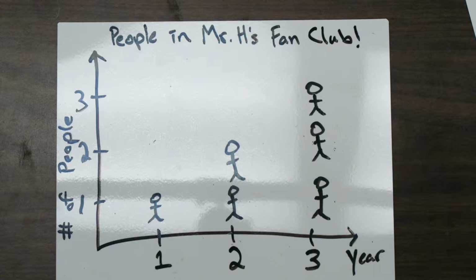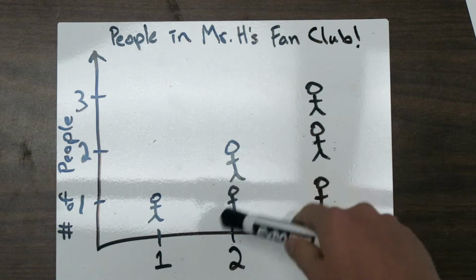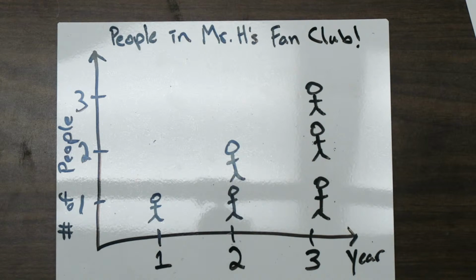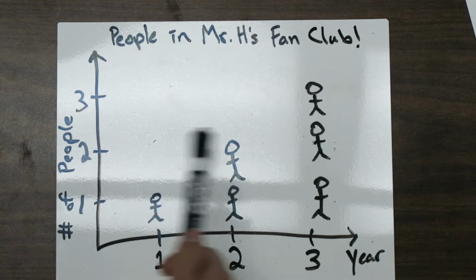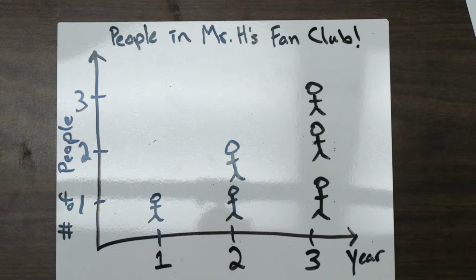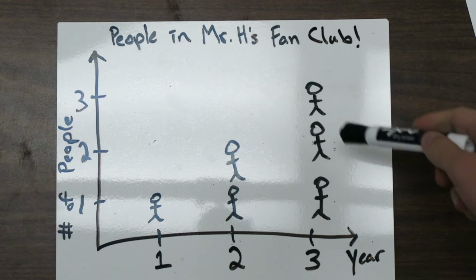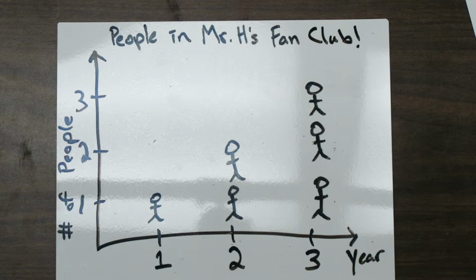Year 2, though, I had myself and, well, I brought in a mirror, so maybe that's a lie, but still I counted it as 2 people. So in year 2, I had 2 people. And year 3, I had 3 people. And that was just, again, me taking selfies of myself in the mirror, so I counted that as 2 extra people, whatever.